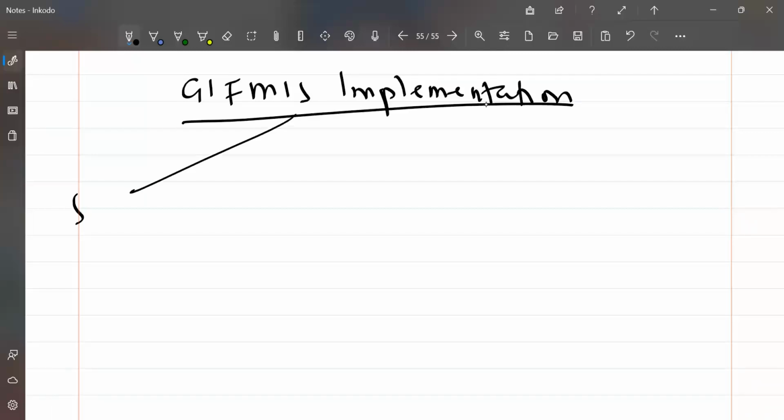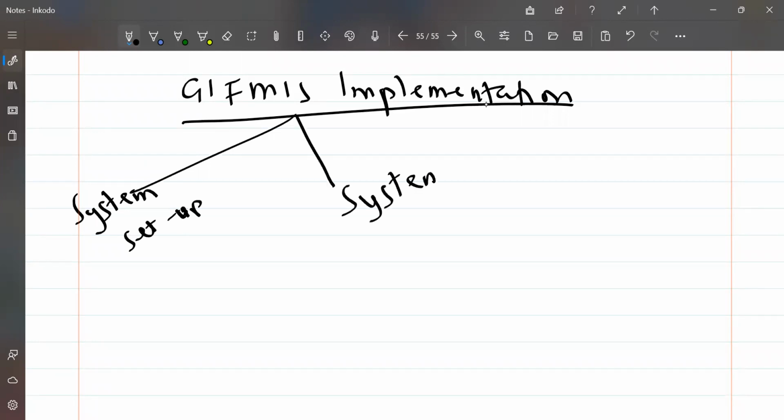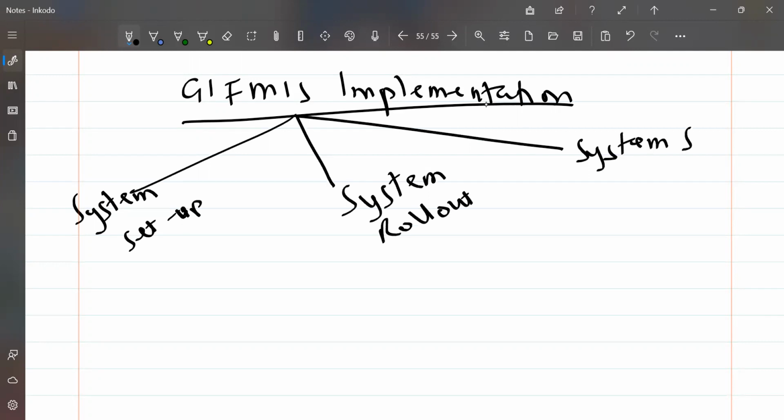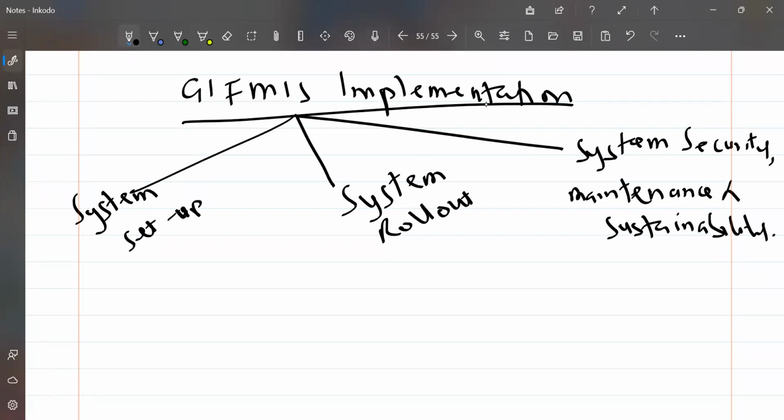The first phase is what? System setup. How to set the system up. The second one is what? When you set it up, you roll it out. Then the last issue is system security. Security can be password, maintenance, that is the software maintenance and the rest, the things that can destroy the software, and sustainability. That's the last phase. So that is the implementation of GIFMIS. Is that clear? The first one is what? You set it up, you roll it, then you maintain it.